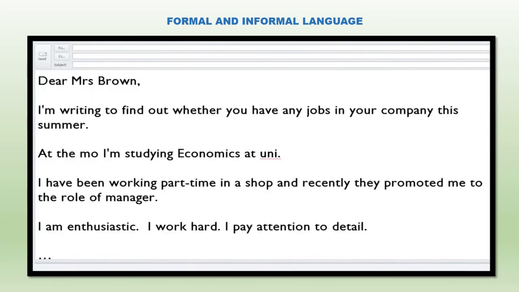Dear Mrs. Brown, I'm writing to find out whether you have any jobs in your company this summer. At the Mo, I'm studying economics at uni. I've been working part-time in a shop and recently they promoted me to the role of manager. I'm enthusiastic, I work hard, I pay attention to detail.